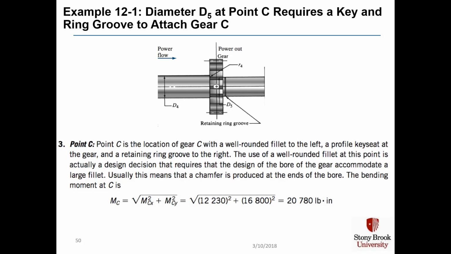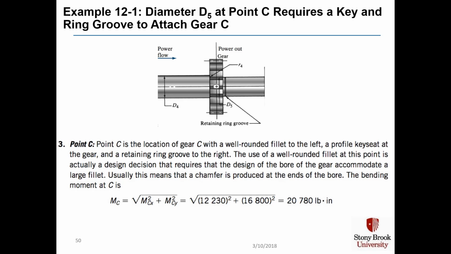It's got the well-rounded fillet to the left. It's got a profile keyseat at the gear. It's got a retaining ring groove to the right. And we use the well-rounded fillet at this point because we want the design of the bore of the gear to accommodate the large fillet. Usually it means you get a chamfer at both ends of the bore.